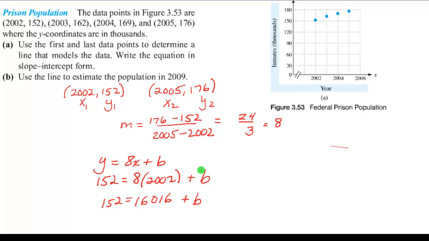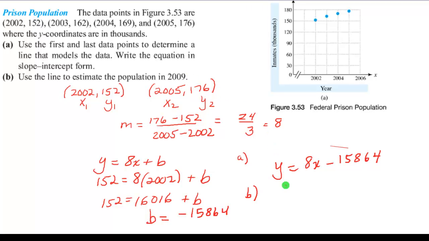So we'll subtract that 16,016 from the 152. And when we do that, we get b equals negative 15,864. So here's our new equation. y equals 8x minus 15,864. That's part A. Part B says use the line to estimate the population in 2009.